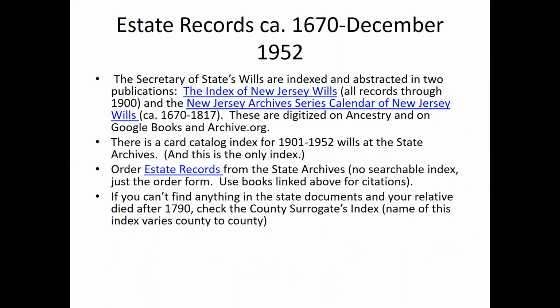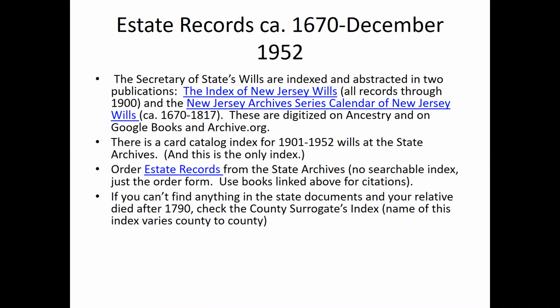So there are a bunch of indexes that are available to you online because, again, these were produced pre-copyright law, so they've been digitized online. If you are looking for just straight up indexes, the index to New Jersey wills is going to give you a probate date, a file number, and the types of documents that are included in the estate papers. And again, you can order any of these documents from the state archives.